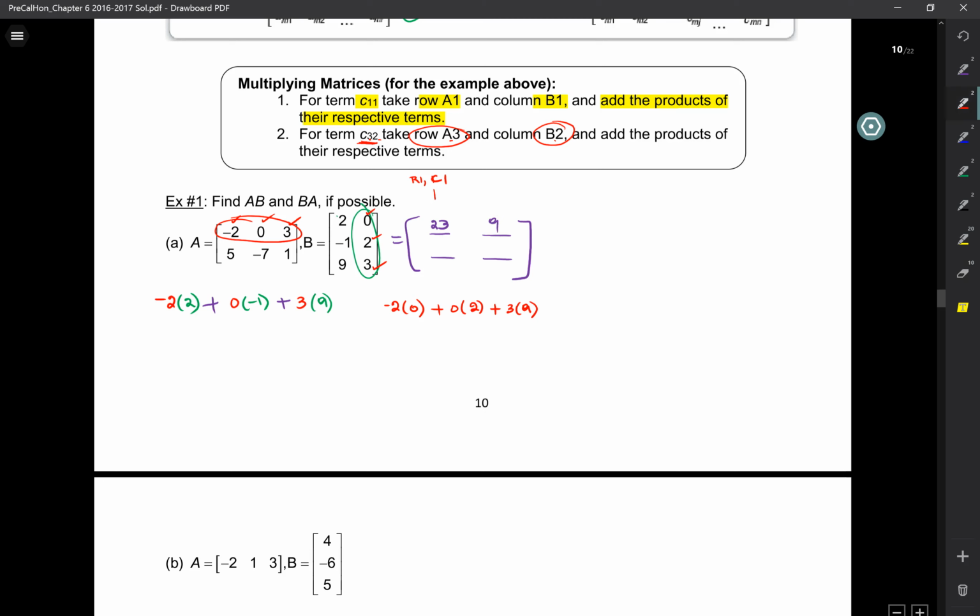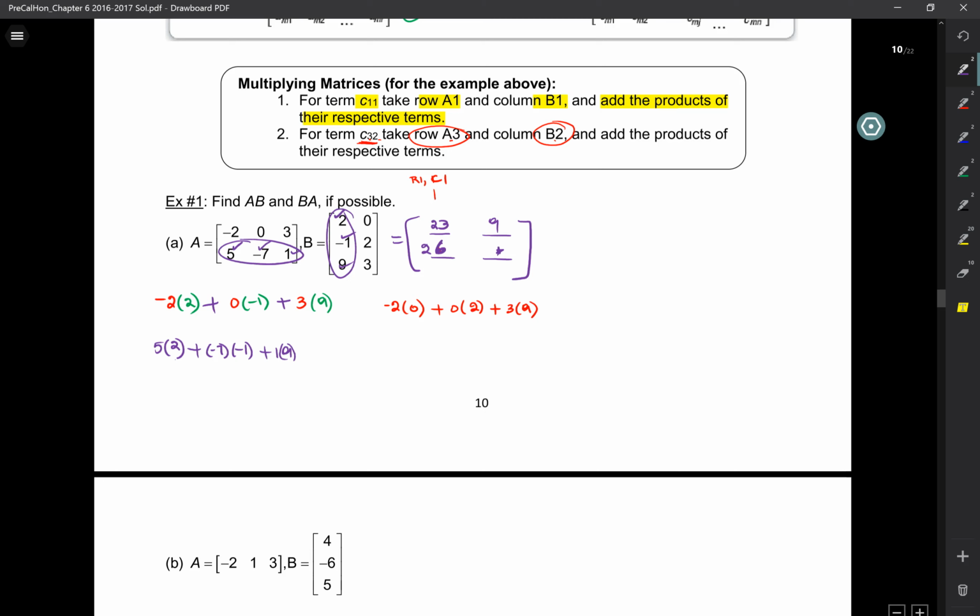Now, next one. We're here. Okay? Well, what position is that? That's row 2, column 1. So, all right, let's do row 2, column 1. Here's my row 2. Here's my column 1. All right, I'm going to multiply the first with the first. 5 times 2, plus the second with the second, -7 times -1, plus the third with the third, 1 times 9. What does that give me? 10 plus 7 plus 9, 26.